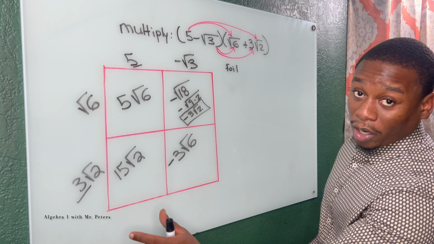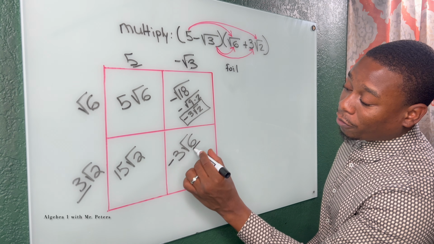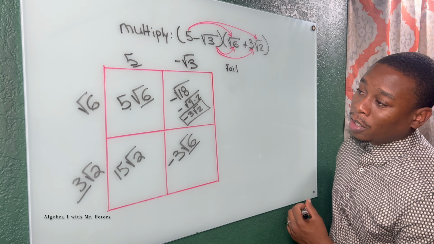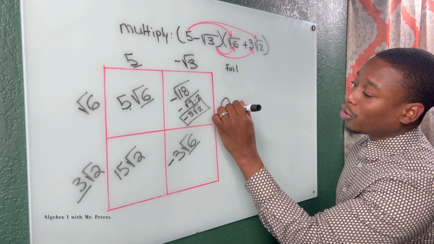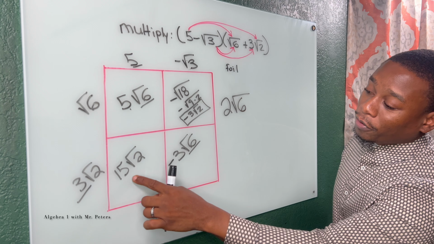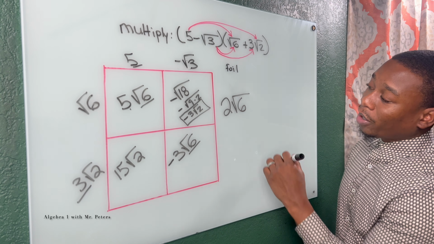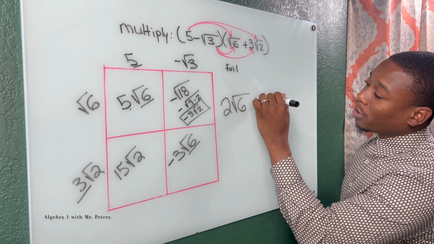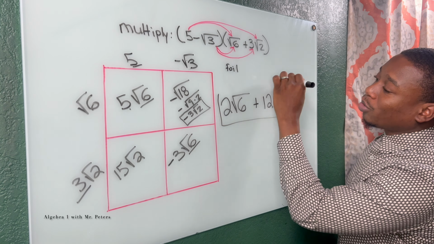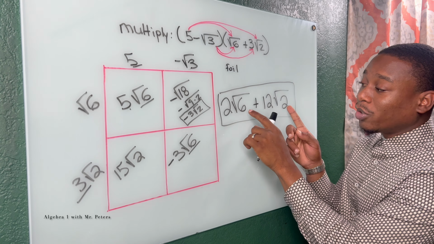And the way we do that is we have to identify the same radicals and subtract the coefficients. So 5 minus 3 gives me 2 radical 6, and then we have 15 radical 2 minus 3 radical 2, which will be plus 12 radical 2. We cannot combine these two radicals because there's two different numbers under it.